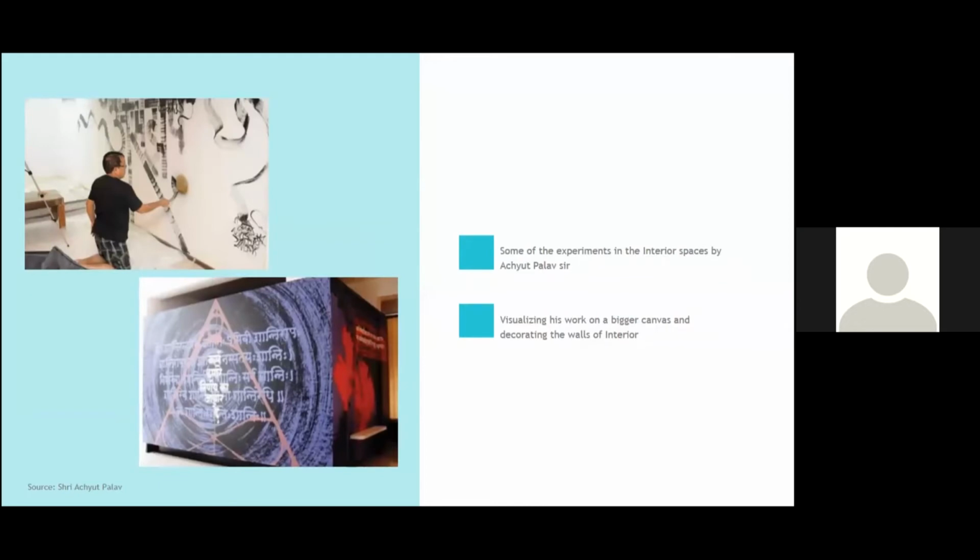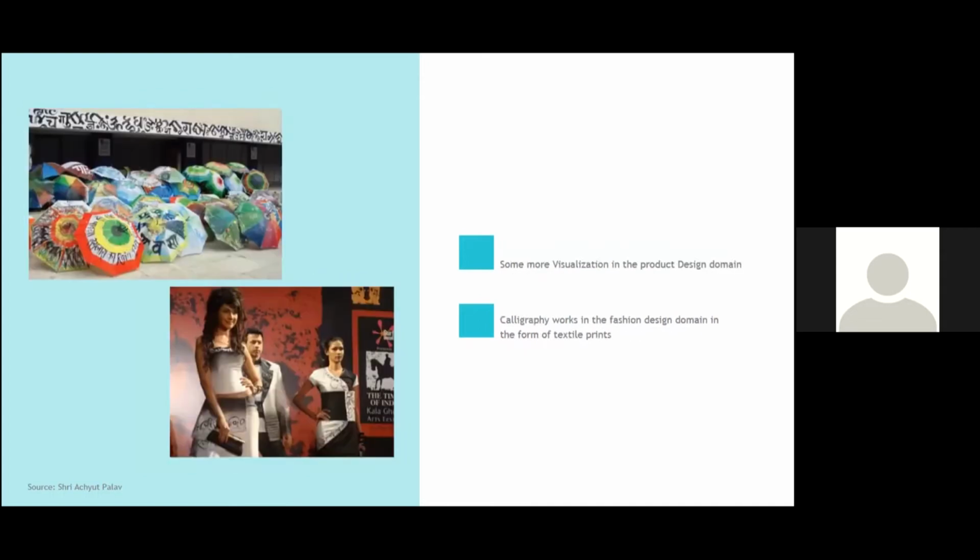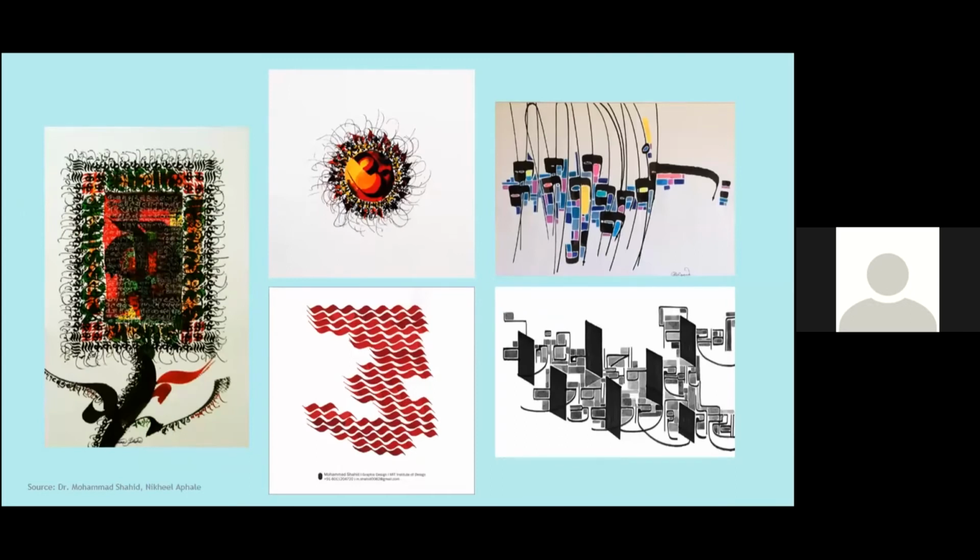The next examples are by Shri Achyut Palav sir, who is a renowned calligrapher and founder of Akshar Kalsi School of Calligraphy. He hasn't only adopted this art form, but has spread it in every possible manner. Here are some of his works where he has been exploring calligraphy in different domains like interior spaces, fashion, as well as product. And these are some of the explorations and experiments being done in this field.